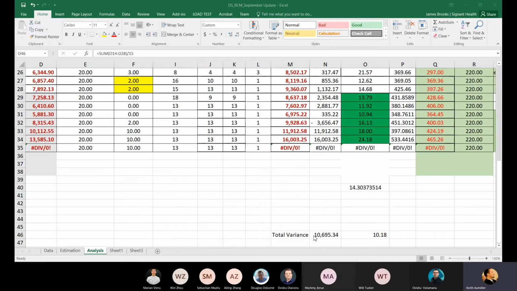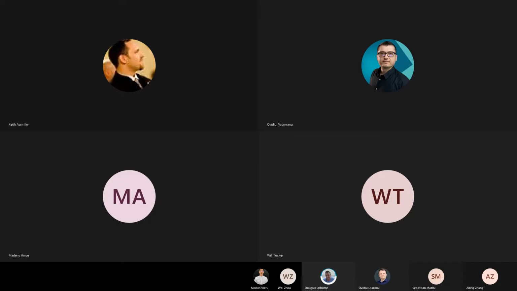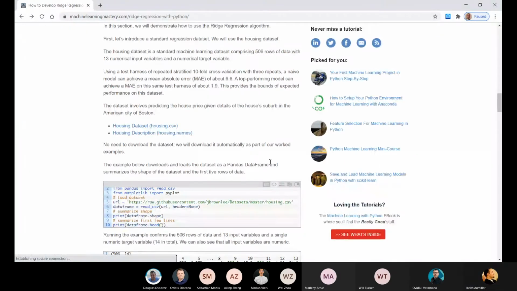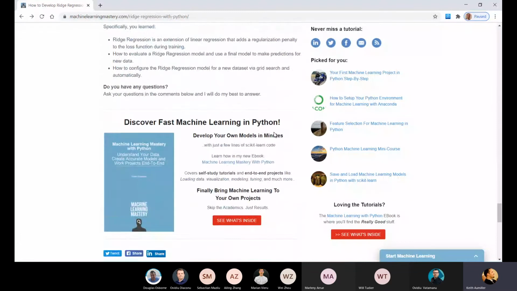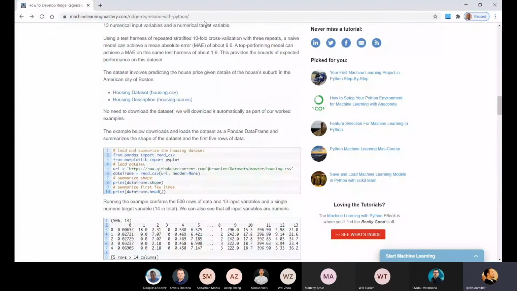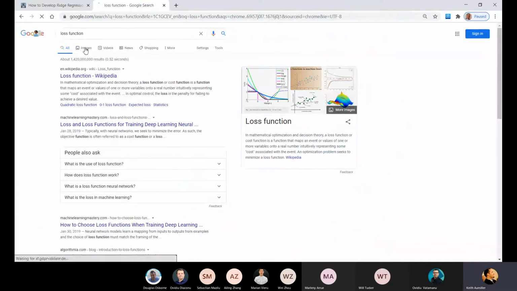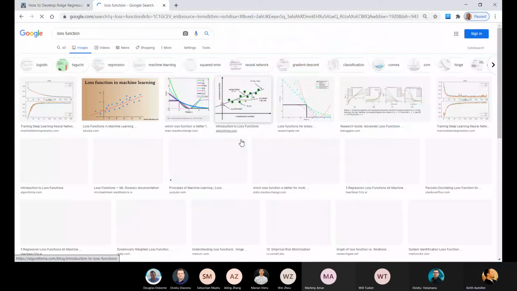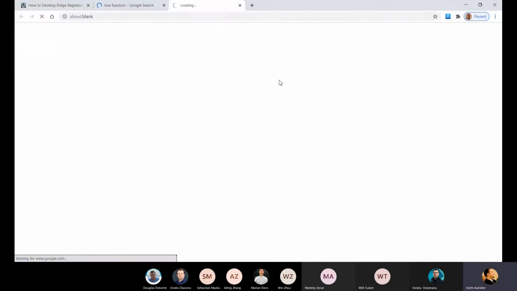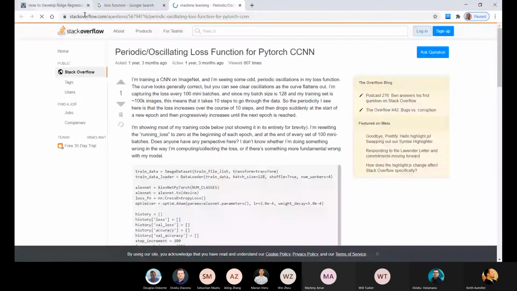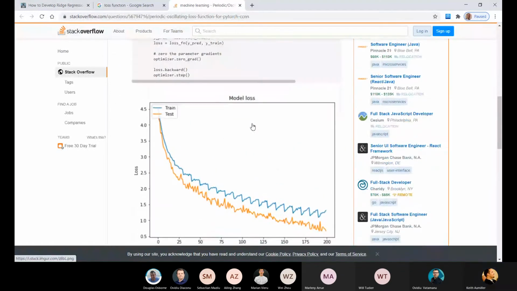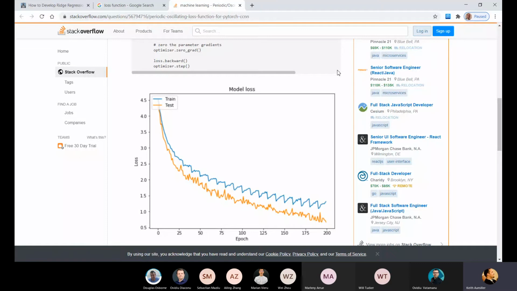Mr. Brownlee's. Switch back over to this here. Hopefully he has a chart in here that shows his loss function. No, he does not. So I'll just Google one for us. All right, here's an illustration of it. All right. This is demonstrating what I'm talking about.